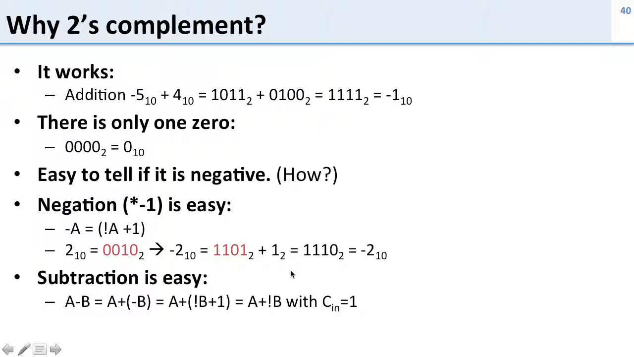So it's easy to do a negation. That makes it easy to do subtraction. A minus b is just a plus -b, and you can use this equation up here to work out that it just comes out to a plus not b with the carry-in set to 1. So now we can build a subtractor with our exact same adder. All we need to do is invert one of the inputs and set the carry-in to 1. These properties make 2's complement numbers work really nicely with computers, and that's why we use them.